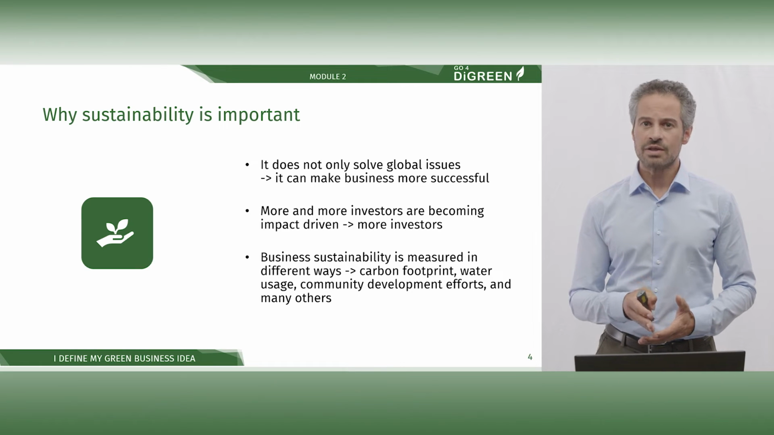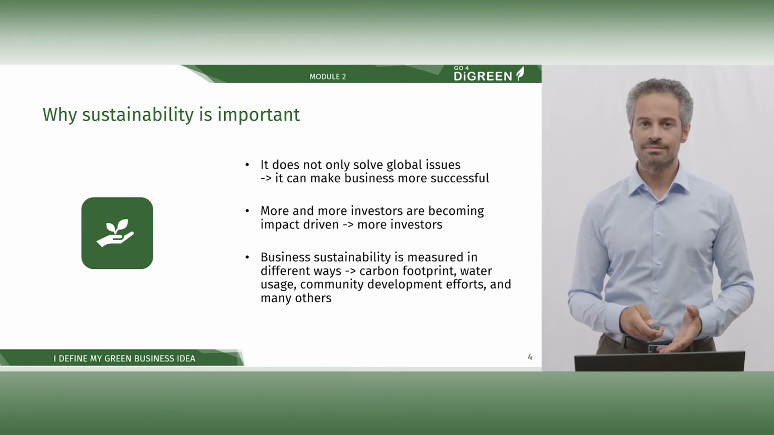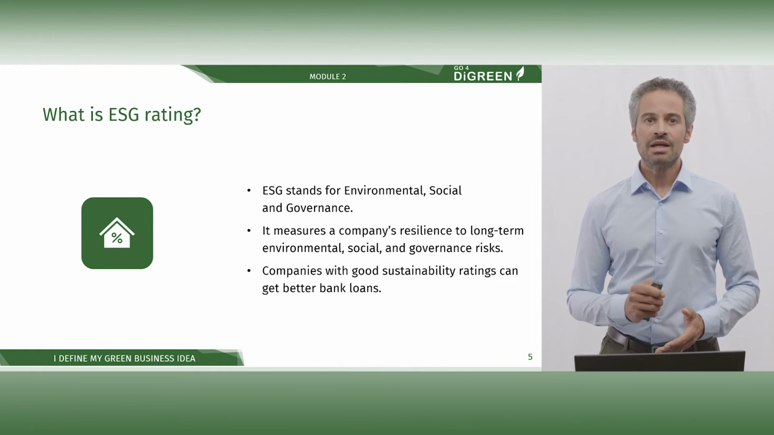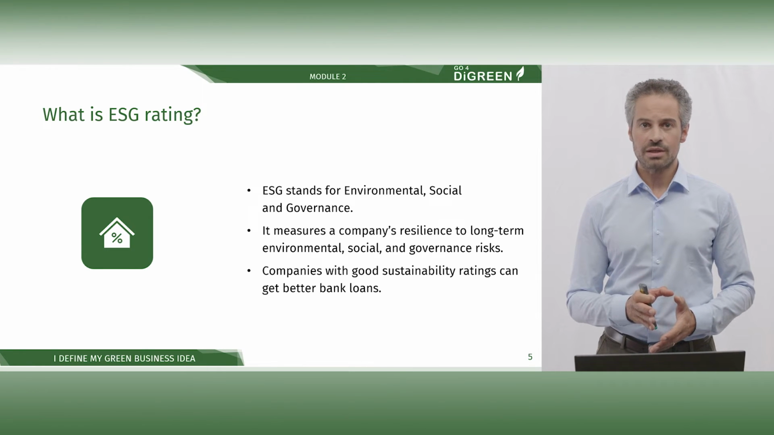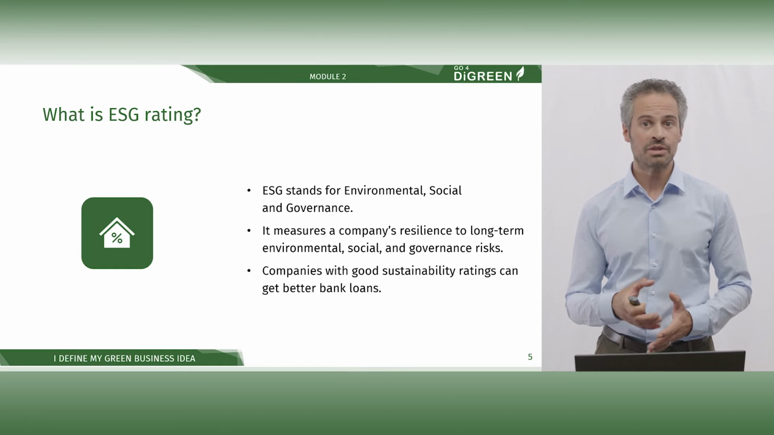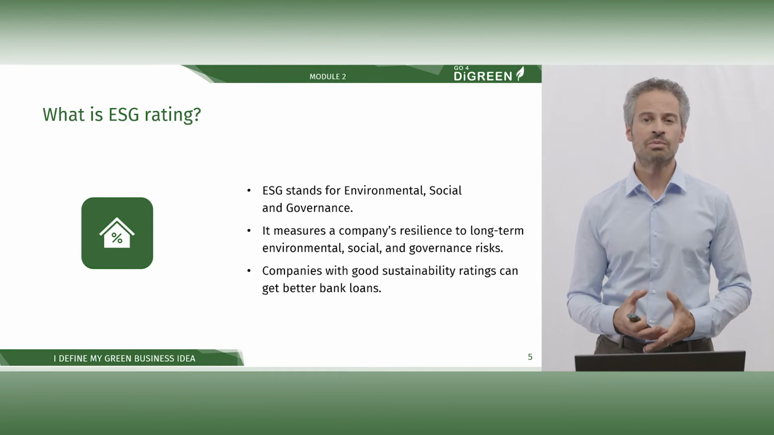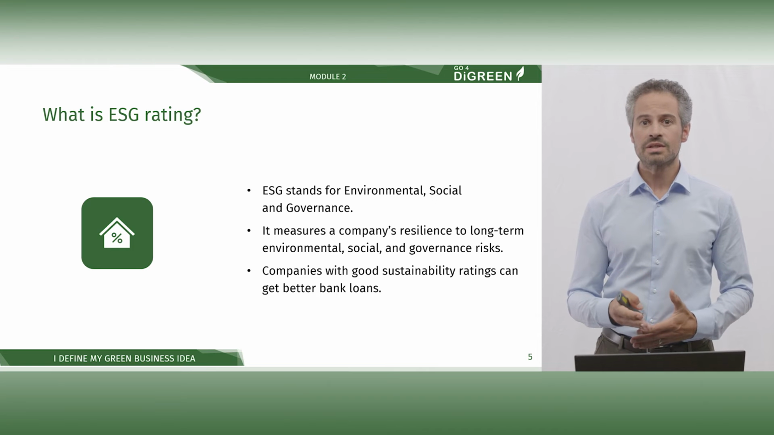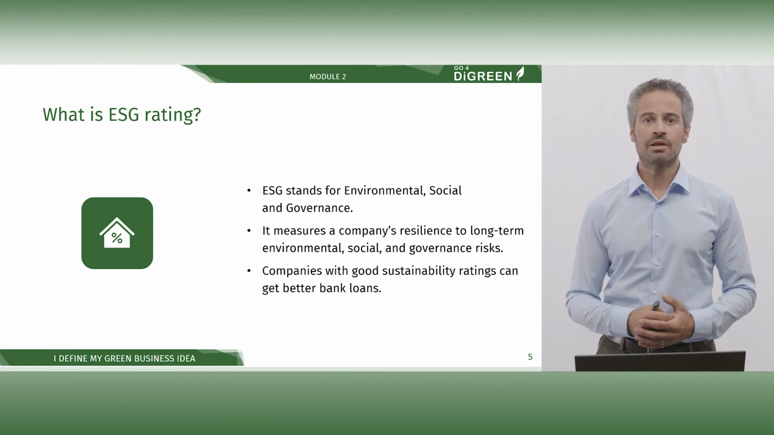But how do investors identify a sustainable business? It is done through the ESG rating. Okay, what does that mean? ESG rating stands for Environmental, Social and Governance. It is designed to measure a company's resilience to environmental, social and governance risks. Investors use it to evaluate the sustainability of a business. Companies with a good sustainability rating are more attractive to investors and can get better bank loans.